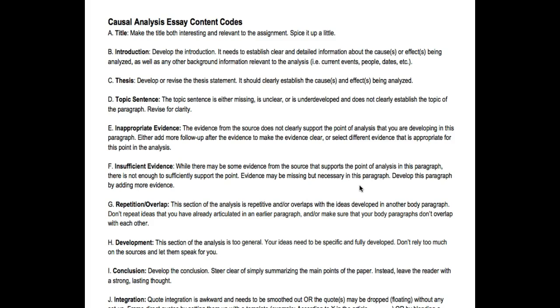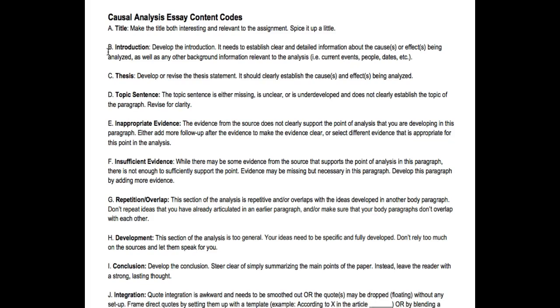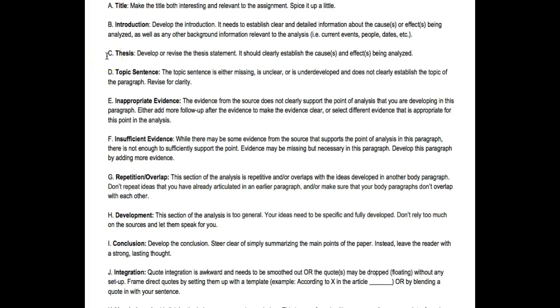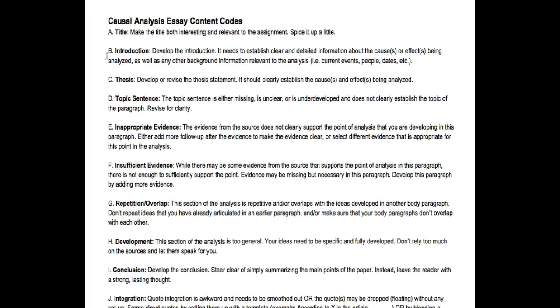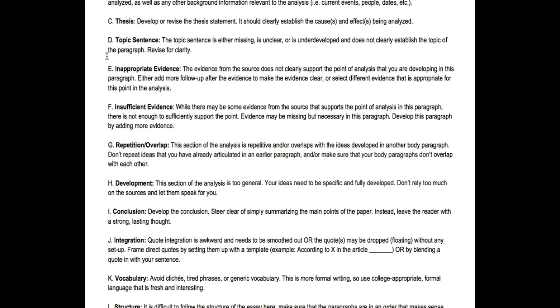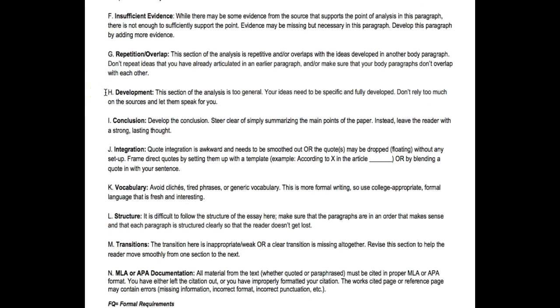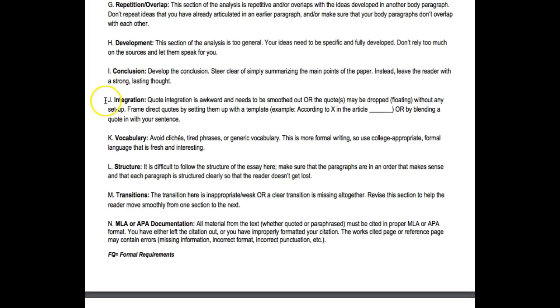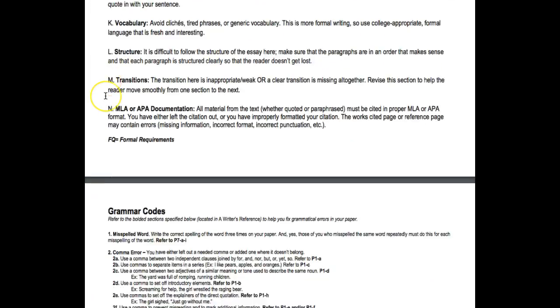So for example, if I see a title that could be a lot more interesting and relevant to the assignment, I'll put an A next to the title. If I see an introduction that needs to be developed, that needs more details, or it needs to be more engaging, I'll put a B. If I see a thesis statement that needs to be developed or revised because it might need to be more clear, then I'll put a C. So all of these content codes will be assigned with a letter. So if you see a letter in my feedback on your paper, you know that it is about content.